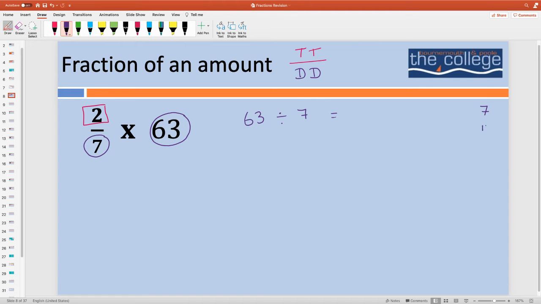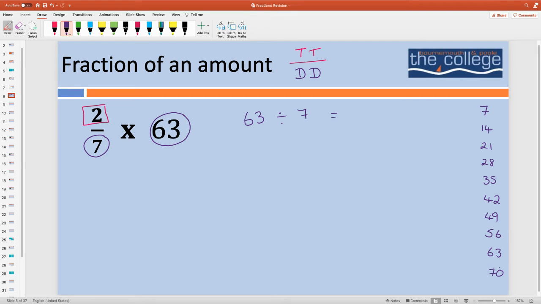7, okay, 14. You can work bit by bit then. 21, 28, 35, 42. This is a top tip for any time you don't know your times table. You can use your fingers to add them on. 49, and then we've got 56. And after that, we have 63. And after that, we have 70.